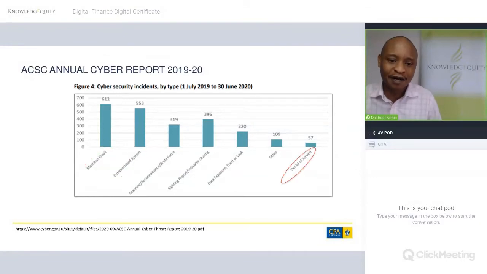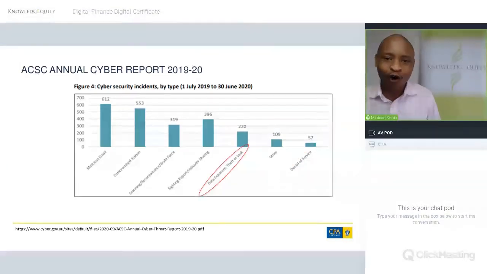Now, the least frequent incident is denial of service. Denial of service is where attackers bombard a network with illegitimate requests, and their intention is to overwhelm the system and disrupt services. You'll also note from this chart that about 10% of the incidents the ACSC deals with relate to data exposure, theft, or leak, similar to what we saw when we were discussing the New South Wales Labour Party incident.